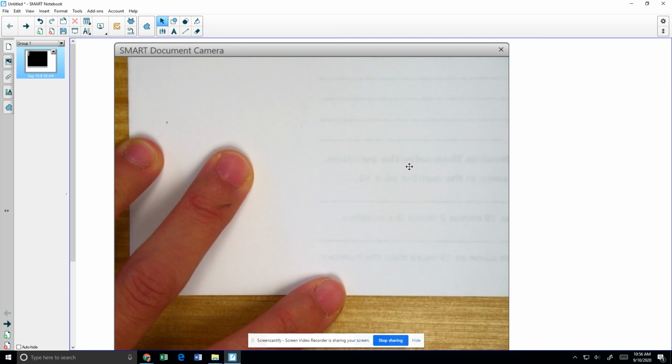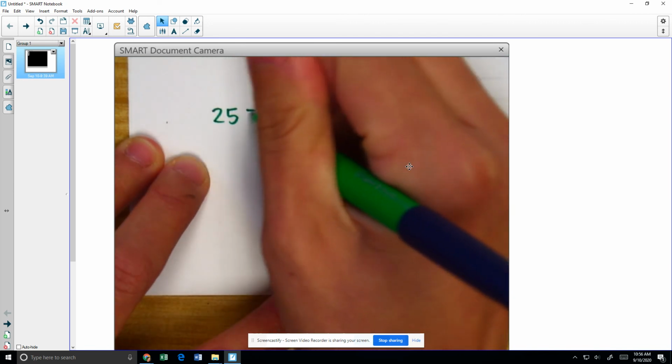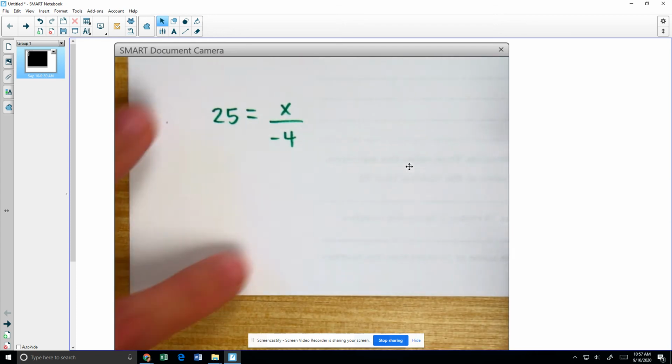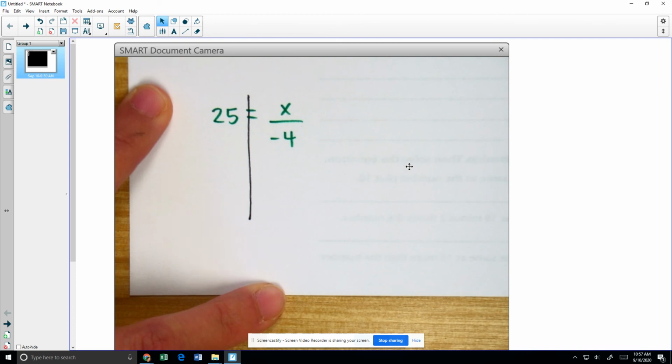Okay, let me start with the easiest, and then I'll go a little bit harder, and a little bit harder, and a little bit harder. What if I just had this? 25 equals x over -4. Okay, 25 equals x over negative 4. Hopefully this is not hard. I kind of want to ease you in. I don't want to bring you to tears just yet.